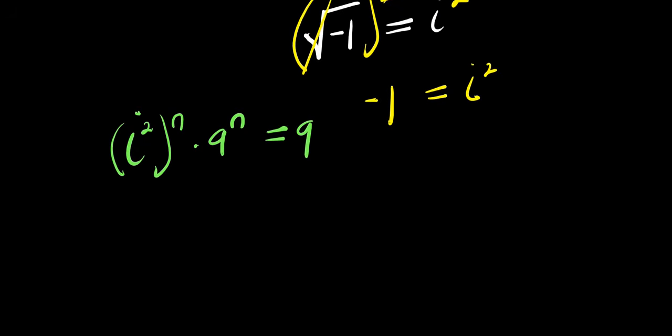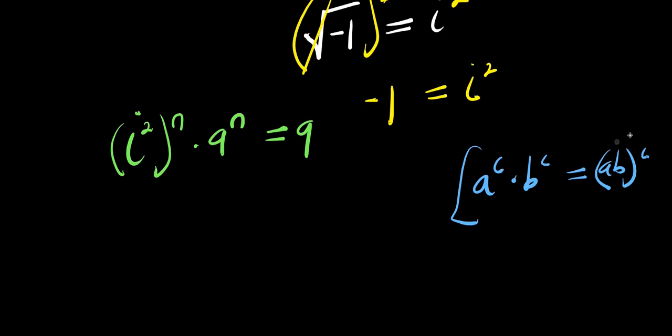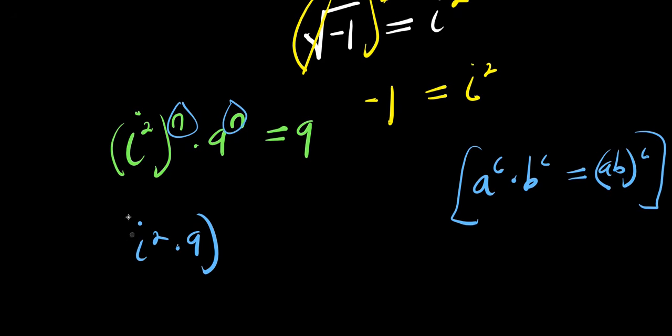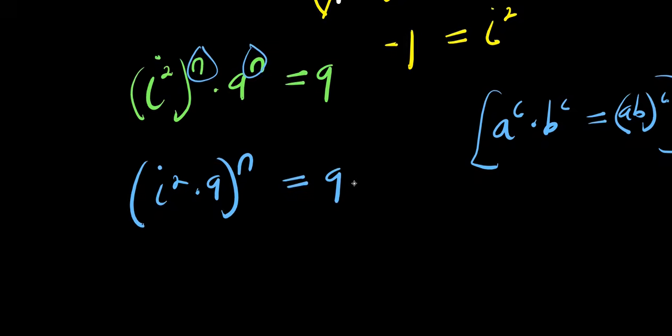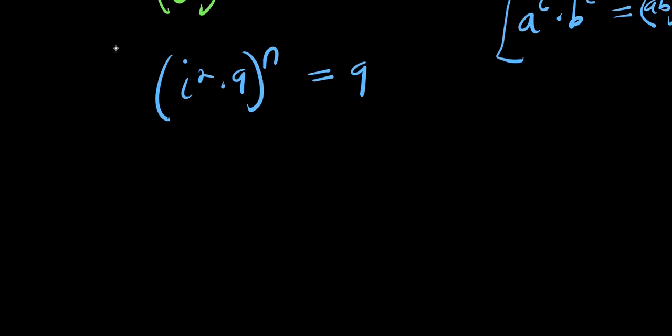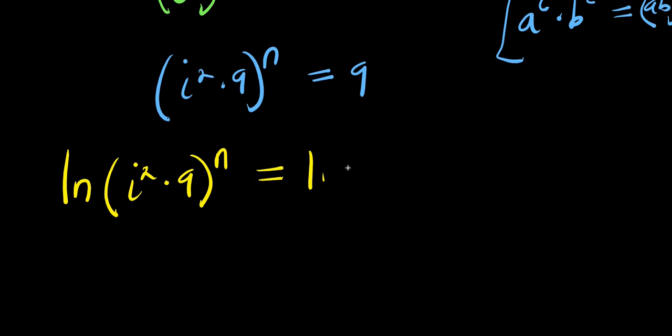Now also consider this. If you have a raised to the power of c times b raised to the power of c, this equals a times b raised to the power of c. So there is n here, we can simply have i power 2 times 9 raised to the power of n equals 9. Now at this particular point, we can make use of natural log. I have natural log of i power 2 times 9 raised to the power of n, and this equals natural log of 9.